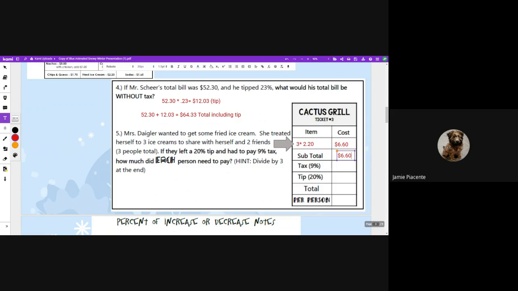Now we have to find the tax. So to find tax, again, we take our total, just like we've been doing, multiply it by the decimal. So 9% is 0.09. That equals 0.594, which is just 59 cents.